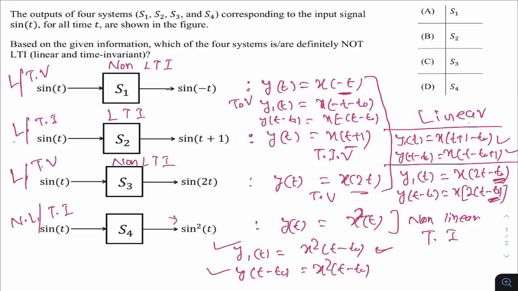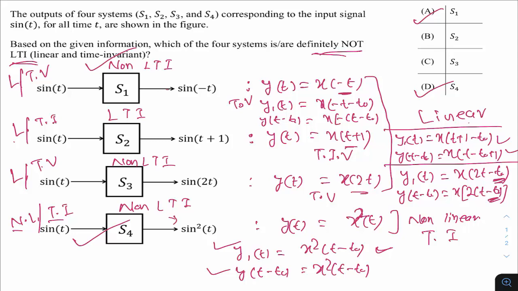And in the fourth case it is non-linear and time-varying. So this is again your non-LTI. So what is the question? Based on the given formula, which of the four systems is or are definitely not LTI system? Which is not satisfying LTI? So definitely it is system S1 and system S4. So this is basically an MSQ question. S1 and S4, these are non-LTI systems.